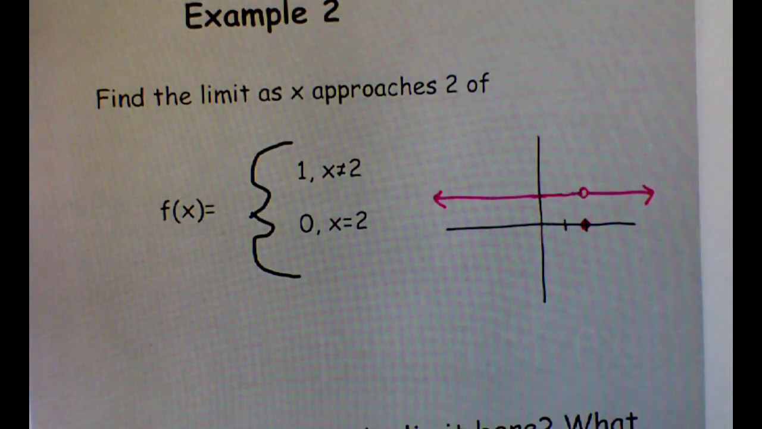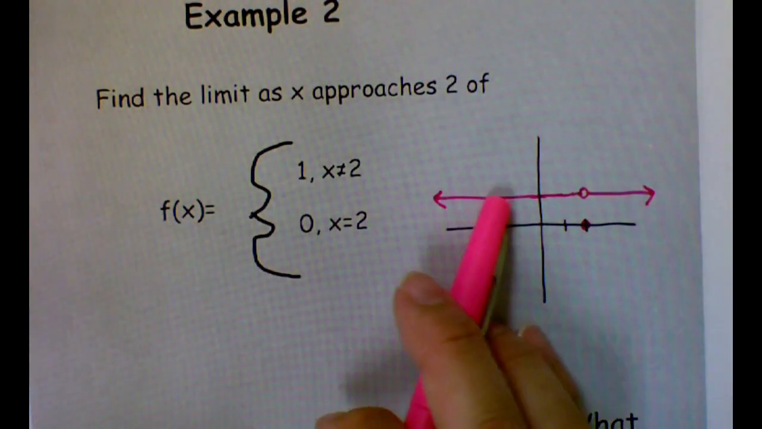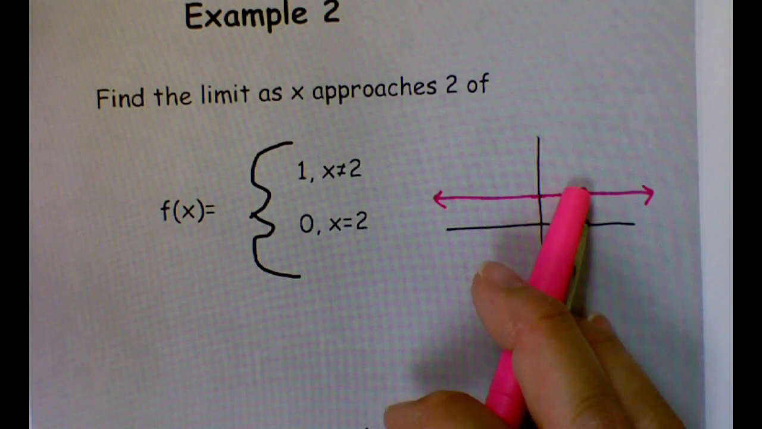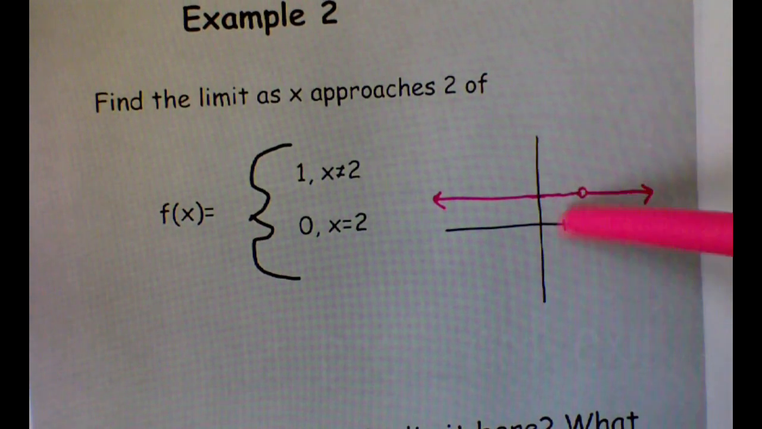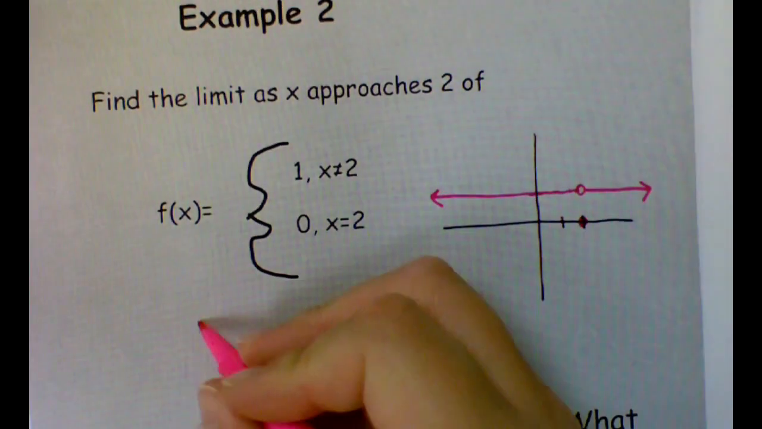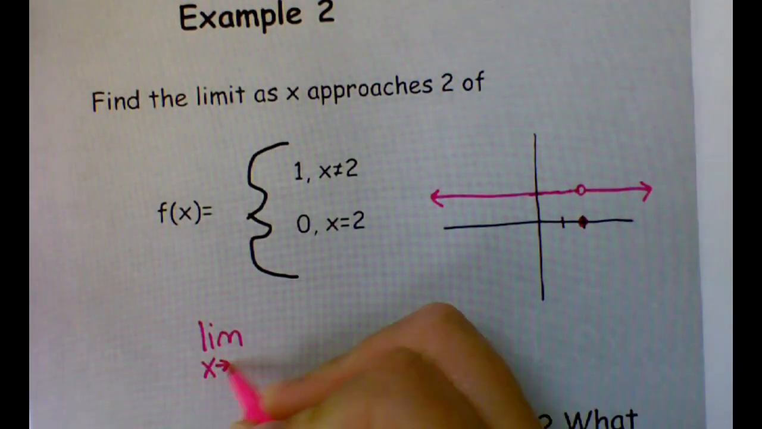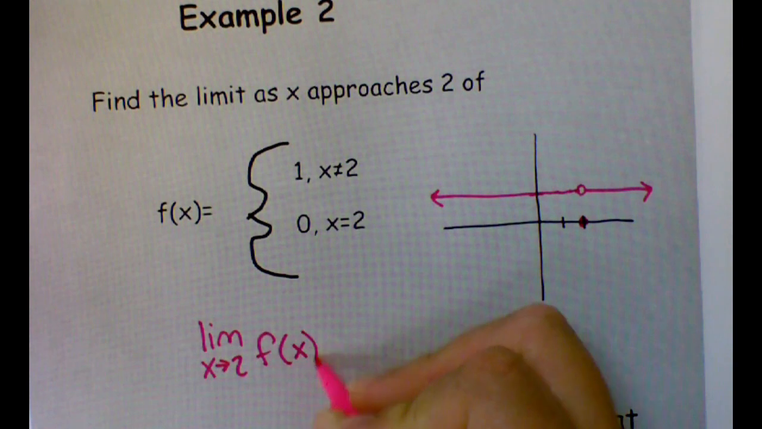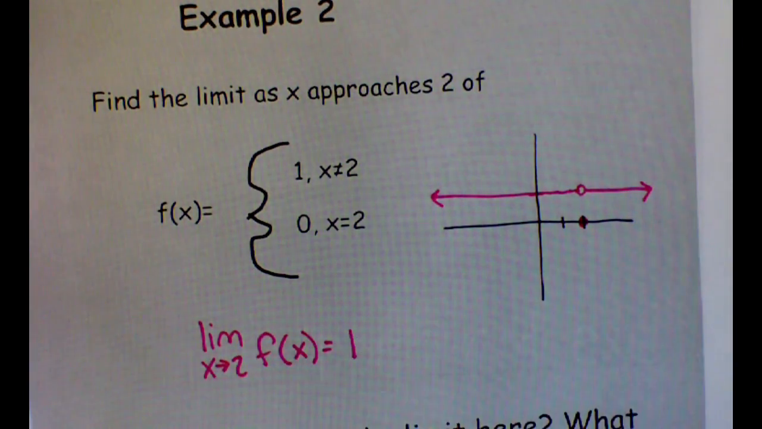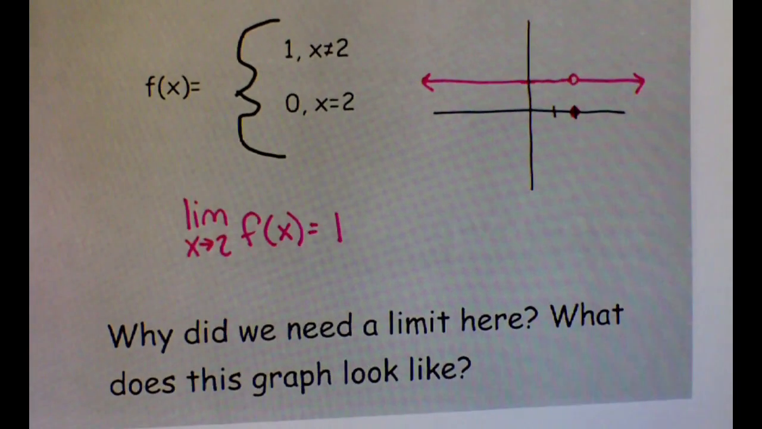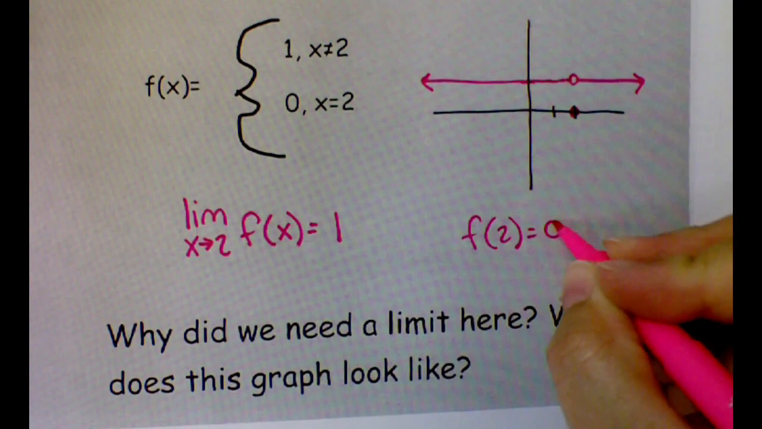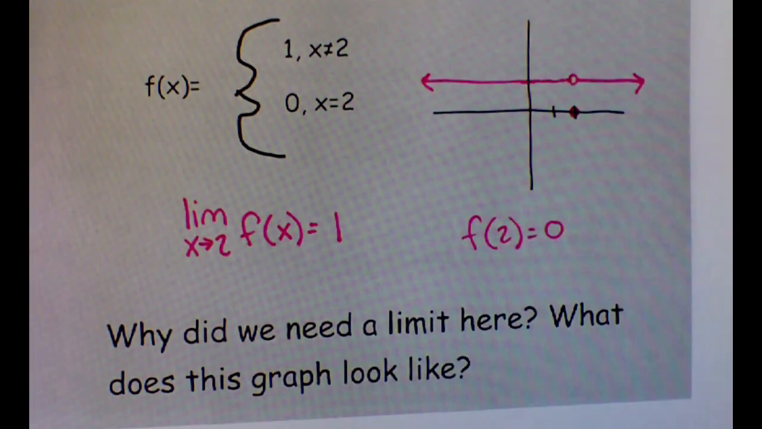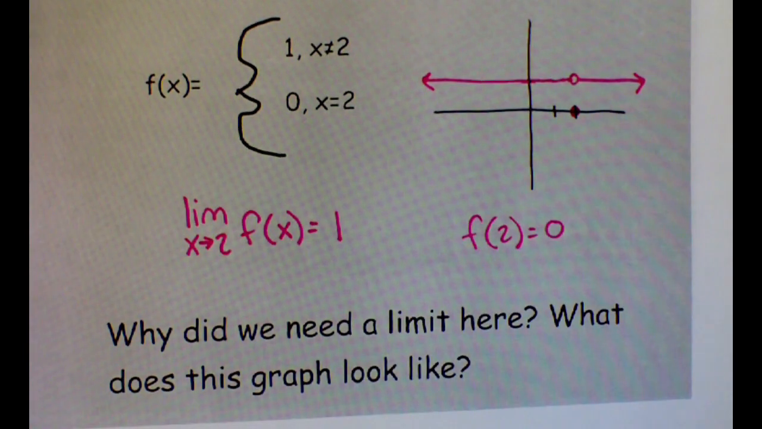So coming in from the left-hand side, well, I'm approaching the value of 1. Coming in from the right-hand side, I'm approaching the value of 1, even though my graph just jumps here. So we would say the limit as x approaches 2 of this function f of x is 1. We need a limit here because the value of the function itself at 2 is not 1. f of 2 is 0. But the limit is 1 because it's approaching it from either side. It just jumps weird at that one point.